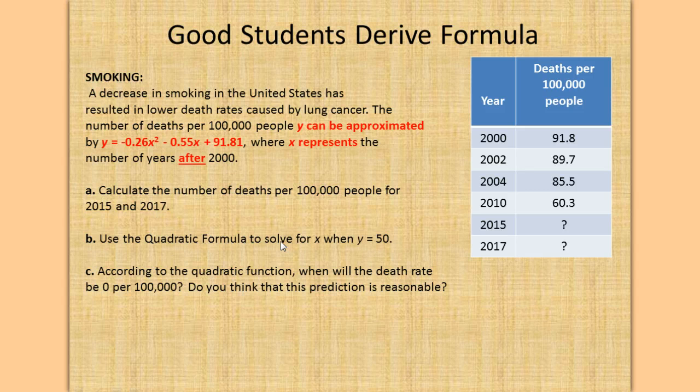B: Use the quadratic formula to solve for x when y equals 50. And C: according to the quadratic function, when will the death rate be 0 per 100,000 people? Do you think that this prediction is reasonable?